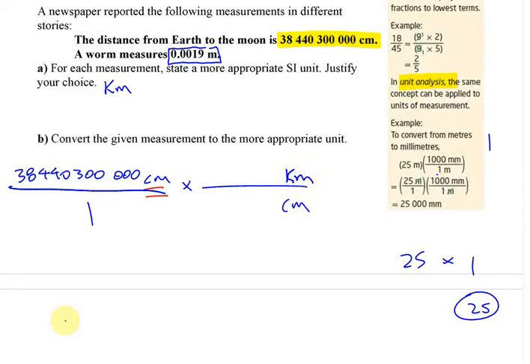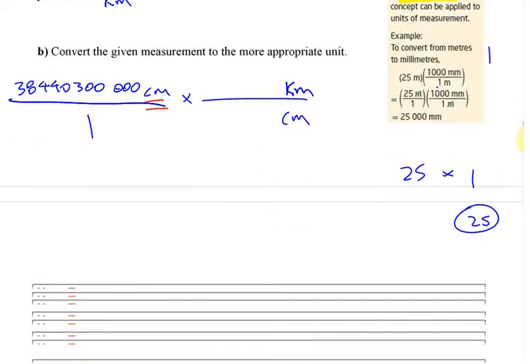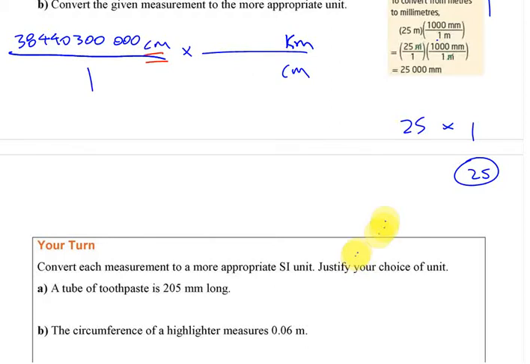We need to know how many centimeters there are in a kilometer. First think about how many centimeters there are in a meter. Well, how many centimeters are there in a meter? 100, right? So we need to know how those compare to each other. There's 100 centimeters in a meter.